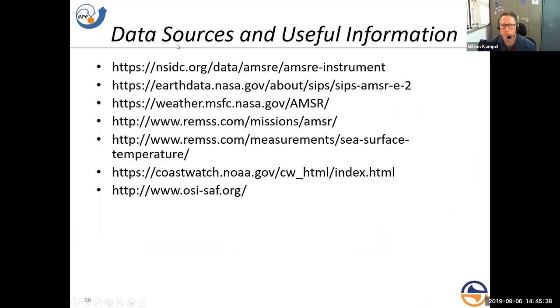Well, here I have a smaller list of data sources and information for passive microwave. Remote Sensing Systems is an interesting site where you can get data and information, also from different sensors such as AMSR-E and AMSR2, from GES DISC data, which is also used for Giovanni, Coastwatch from NOAA, and OSI SAF from EUMETSAT in Europe.